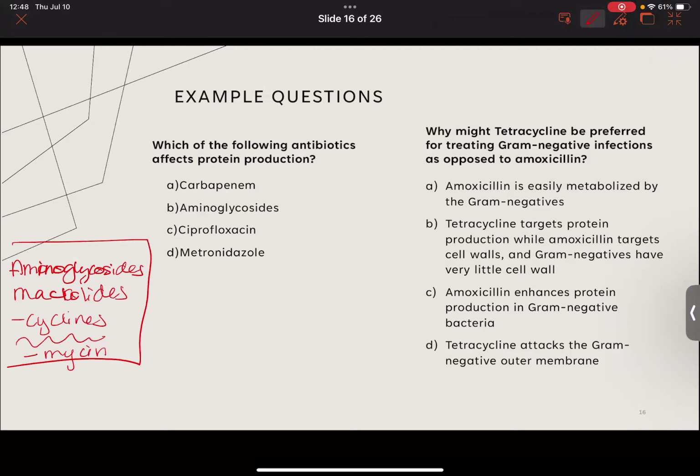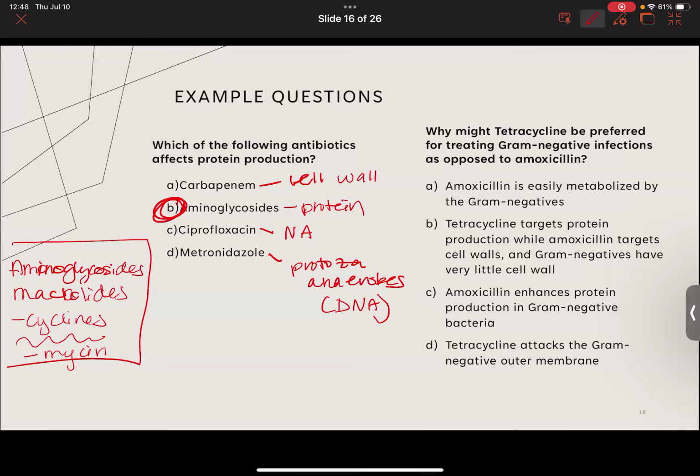All right, so which of the following antibiotics affects protein production? Carbapenem is one that affects the cell wall. Again, chapter 12, it can be very effective with our flashcards, right? Aminoglycosides are the ones that affect protein production. Ciprofloxacin affects nucleic acid. And metronidazole is one that we use for protozoa and anaerobic bacteria, and the way that it works is usually by affecting nucleic acid synthesis. Okay, so our answer here is going to be B.